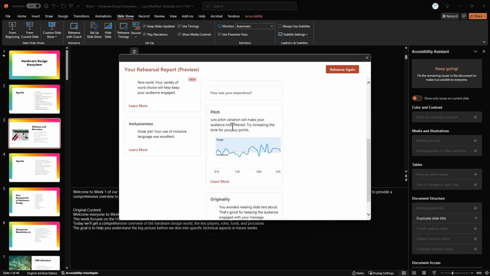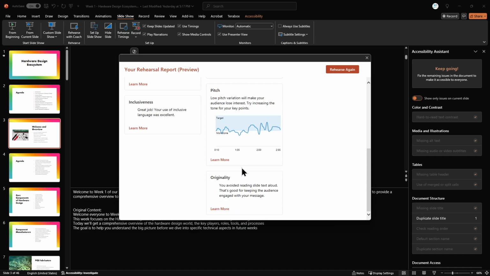Then also my pitch. Low pitch variation will make your audience lose interest, try increasing. So I hover around monotone. Oh, okay. So most of my presentation is monotone, but I guess that means below monotone or whatever. Whereas the target, we want it to be, oh, okay. So if you hit too low, like down in this area, you're in the monotone region. But if you're above the monotone area, then you're in the higher region. So we want to change our tone to keep the learner engaged. That's so cool.